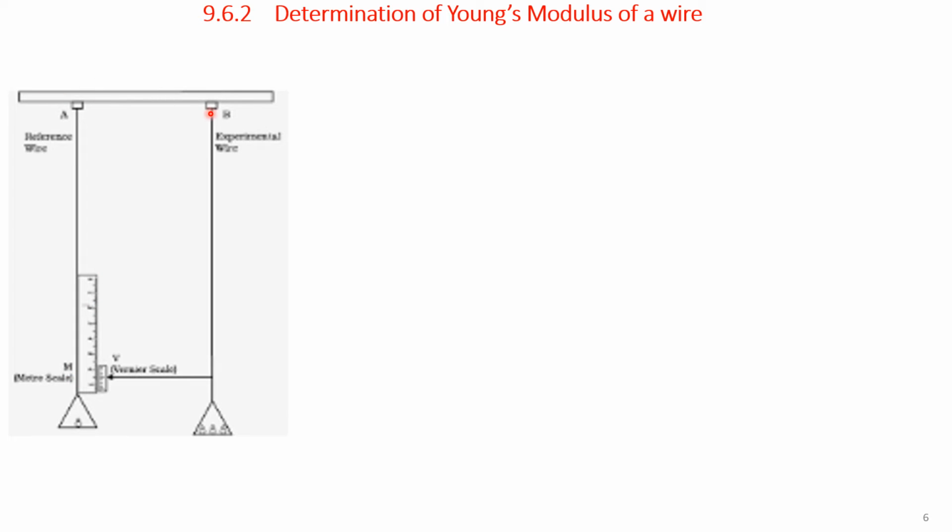This is a fixed rigid support. The wire A is called the reference wire, carries a millimeter main scale and a pan to place the weight. The wire B, which is called the experimental wire, of uniform area of cross section, also carries a pan in which known weights can be placed. A vernier scale V is attached at the bottom of the experimental wire B.